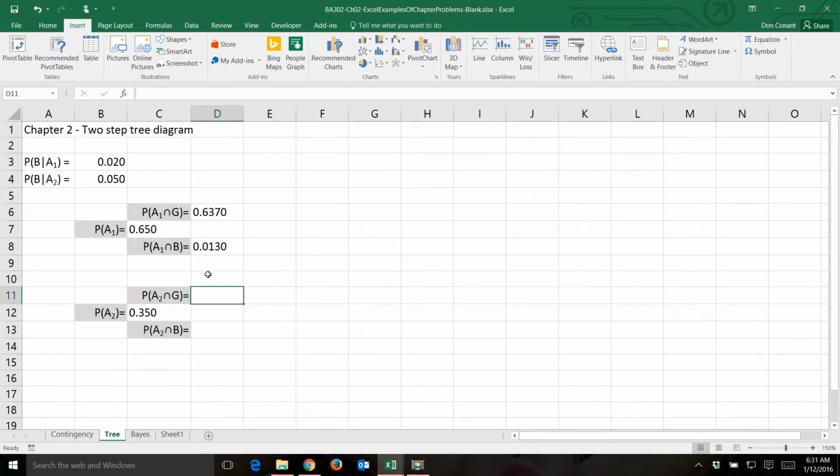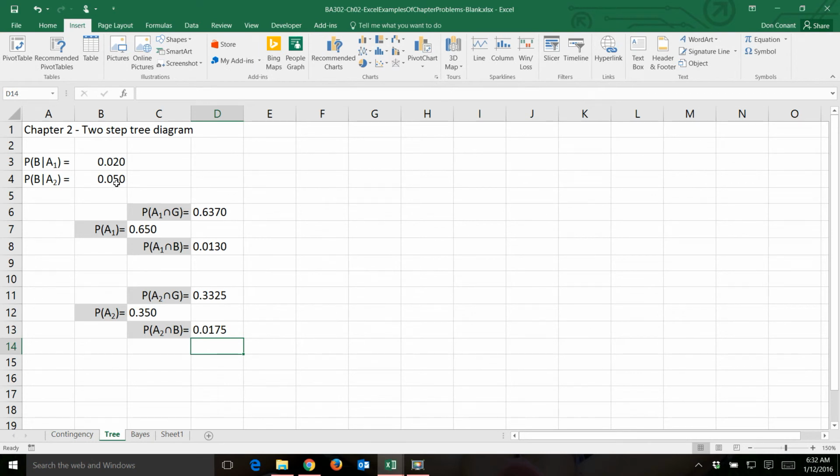The probability of receiving the part from company 2 and it being good is the probability of receiving the part from company A sub 2 times probability of a good part from company A sub 2, which is 1 minus the probability of a bad part, company A sub 2, and the probability of receiving a part from company A sub 2 and receiving a bad part is the probability of receiving a part from company A sub 2 times the probability of receiving a bad part given the part is from company A sub 2.